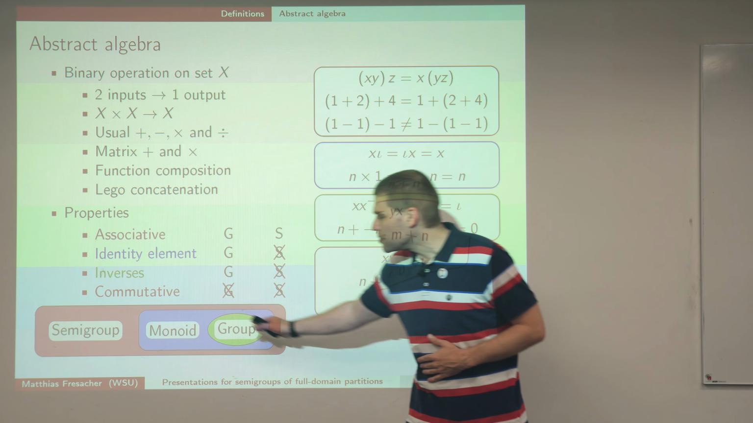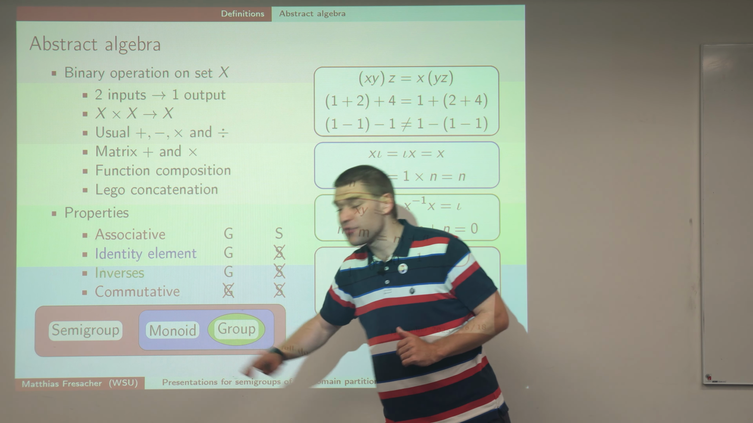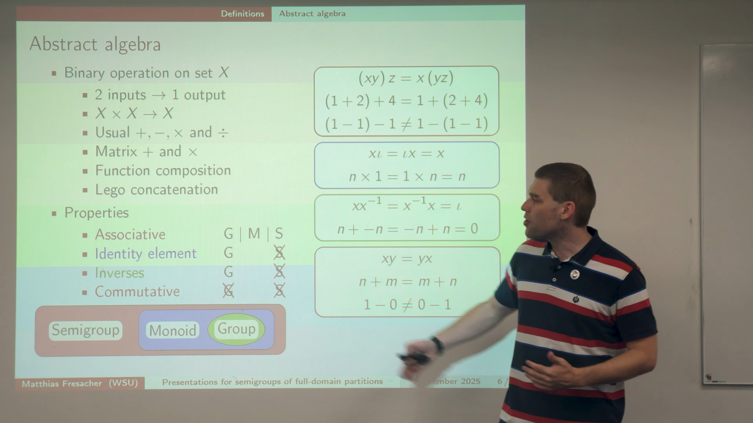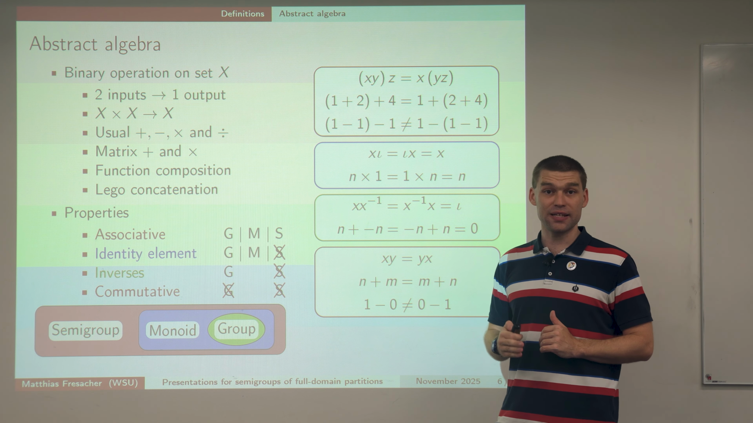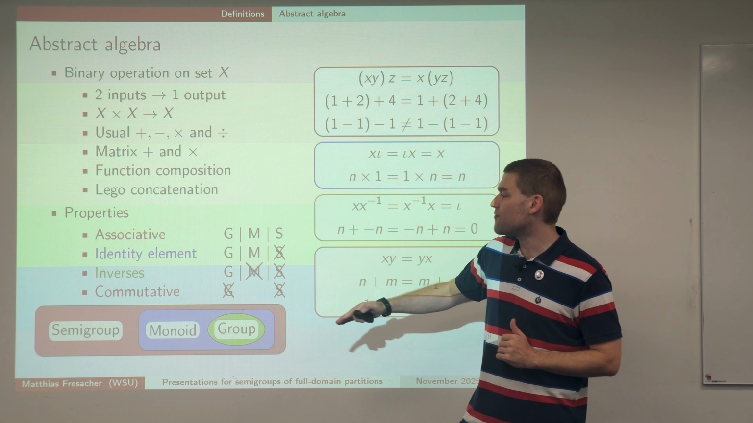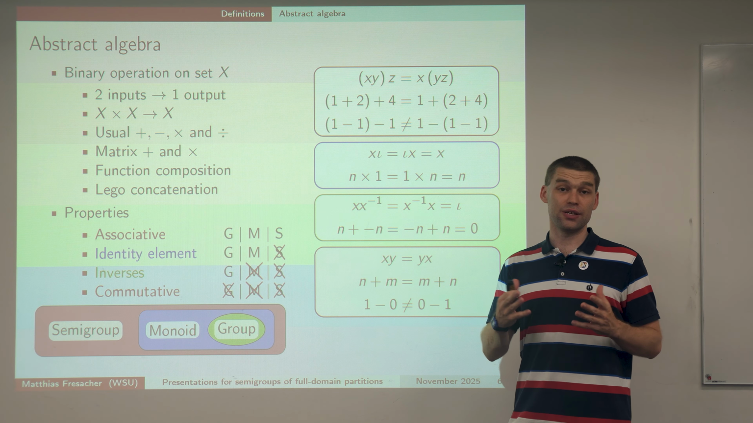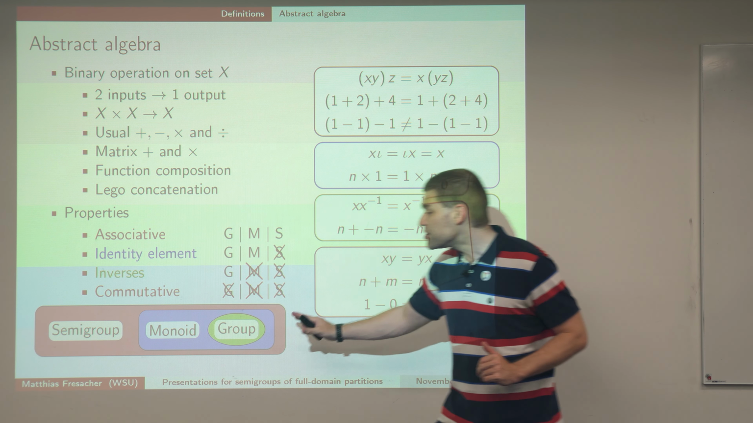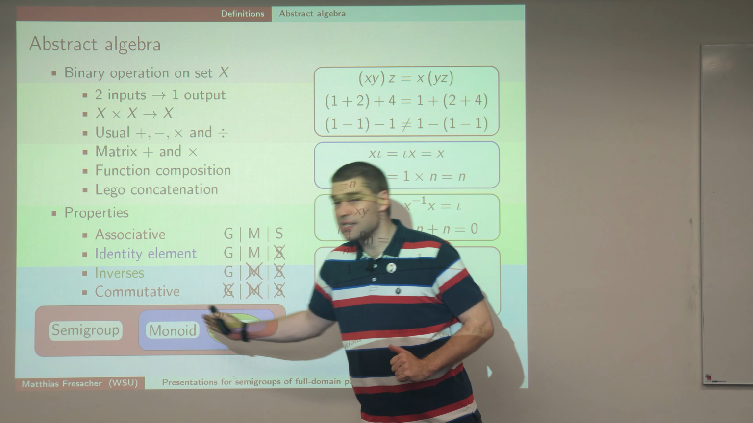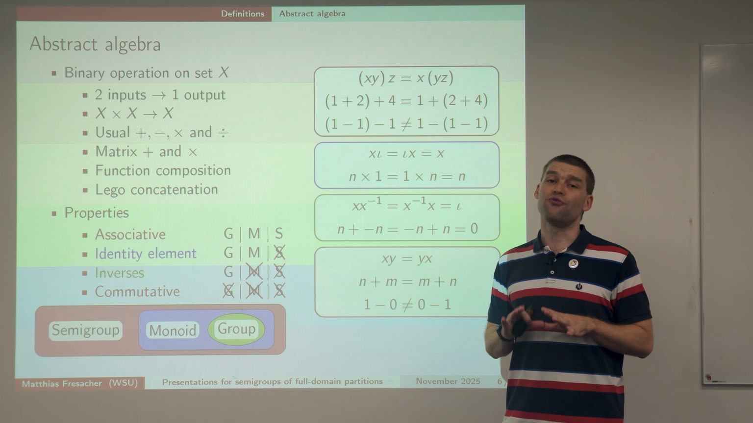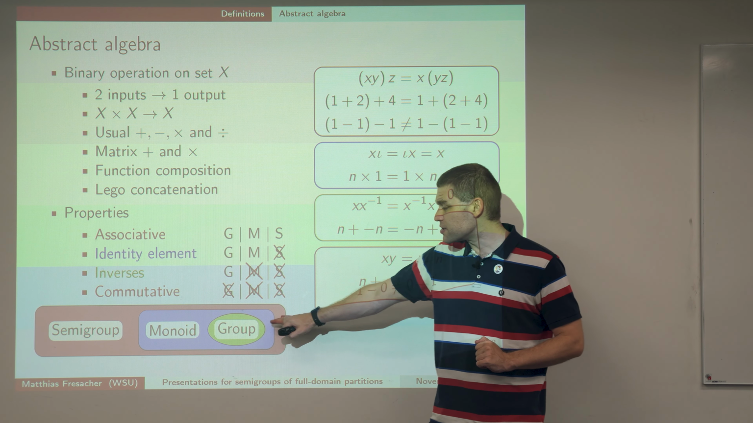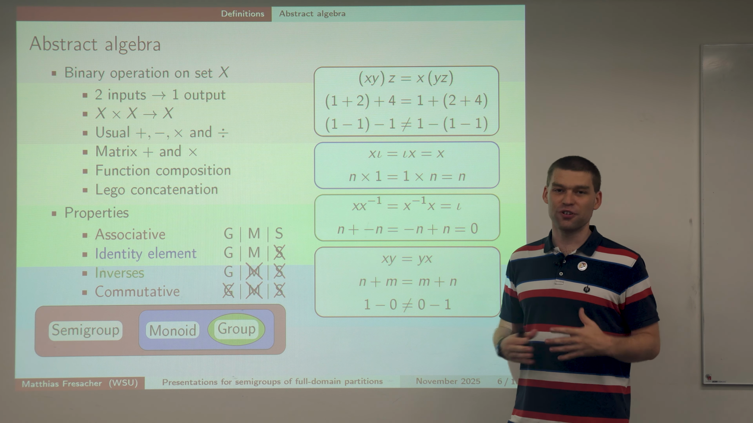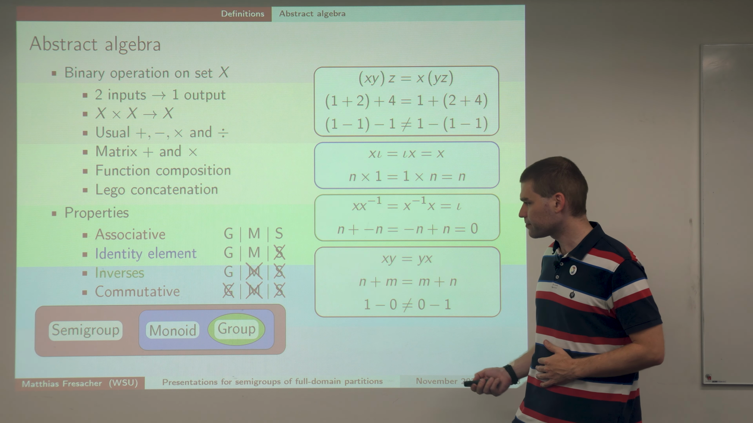Sitting in between these two, we have the notion of a monoid. A monoid is one where we do have associativity and we do have an identity element, but we do not have inverses and we're not necessarily commutative. From this, you may have the sense that the monoid nicely sits in between the two, but that's actually the wrong idea. The monoid is much, much closer to the semigroup than it is to the group, hence why semigroup theorists study monoids.